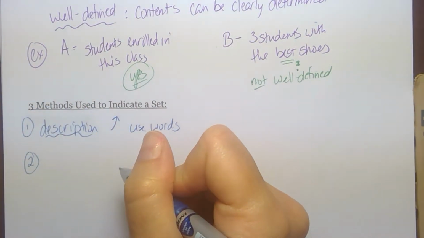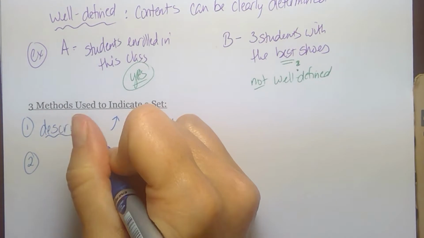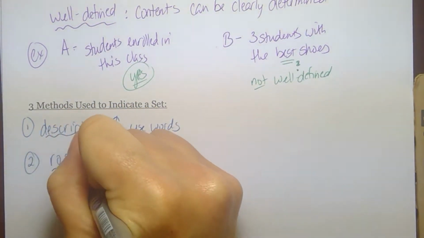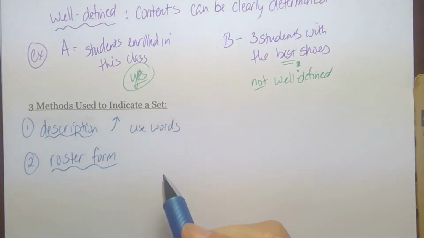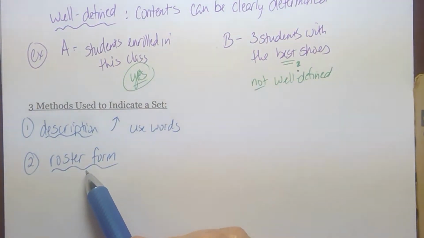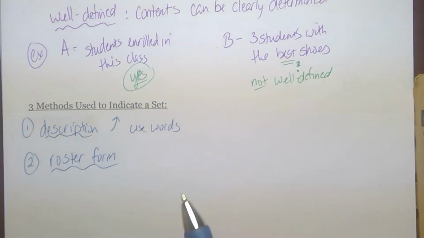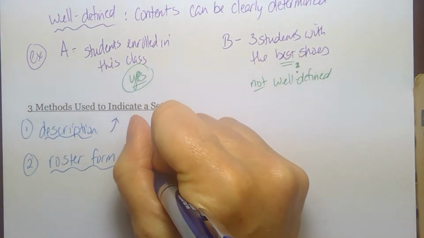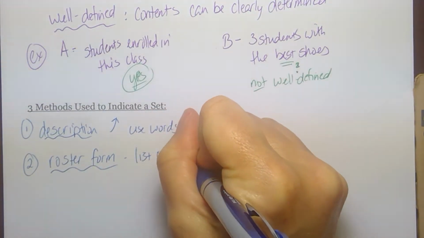The second way to define or indicate a set is what we call roster form. You can remember that because a roster is just like when you call roll from the roster. It's a list. In fact, for the roster form of a set, I'm just listing the elements. Let's write out an example of roster form.